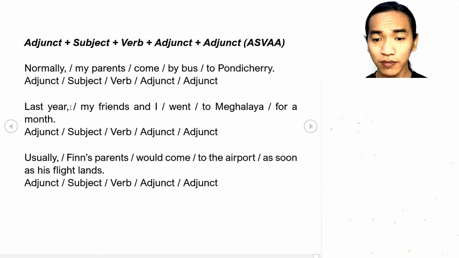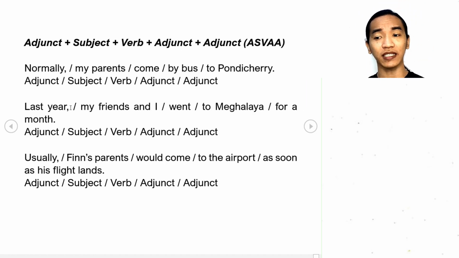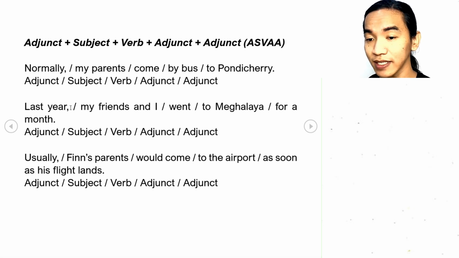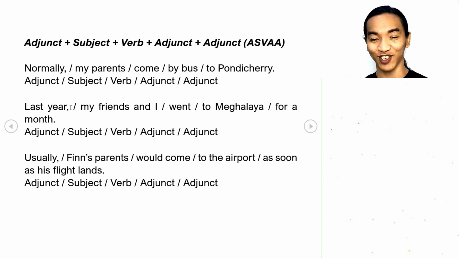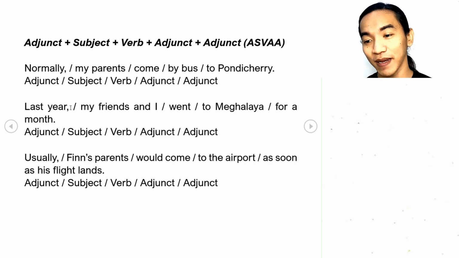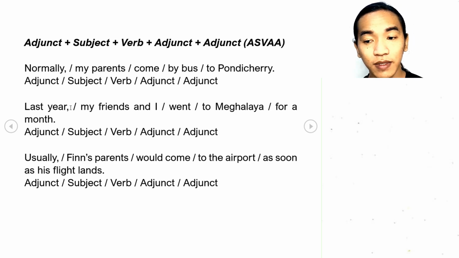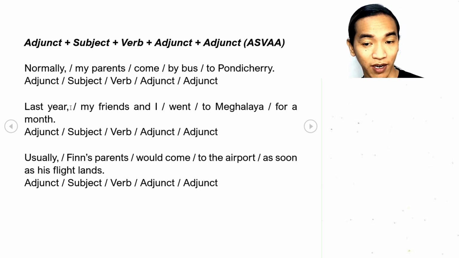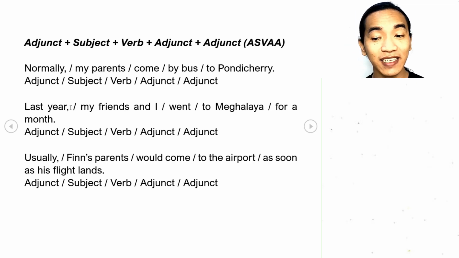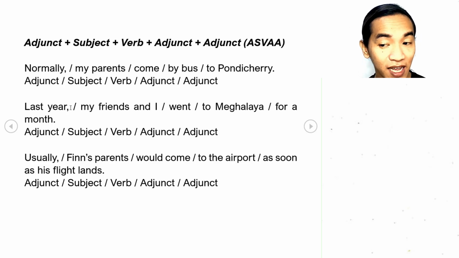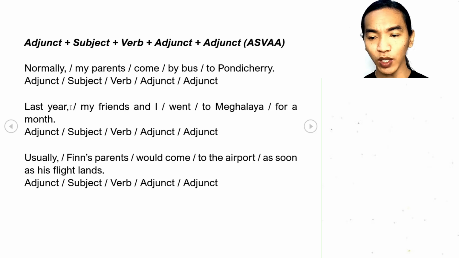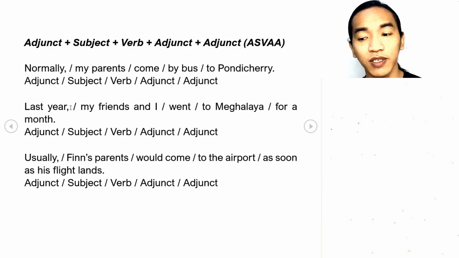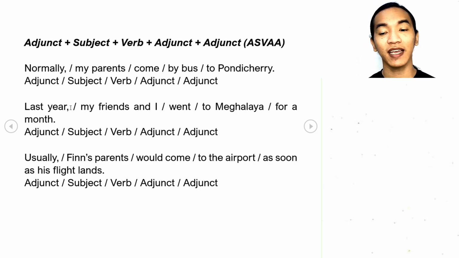All right? And then the last one is your ASVAA, or your adjunct subject verb adjunct adjunct. Oh, it's quite longer, but let's see how do we construct sentences using this pattern. Normally, my parents come by bus to Pondicherry. Okay? Last year, my friends and I went to Meghalaya for a month. Okay, usually Finn's parents would come to the airport as soon as his flight lands.